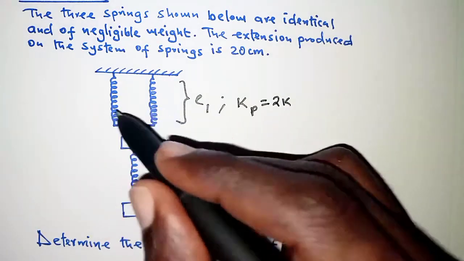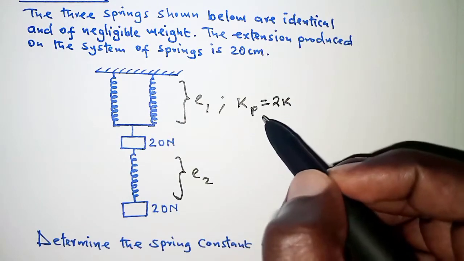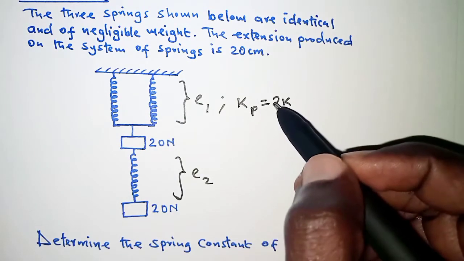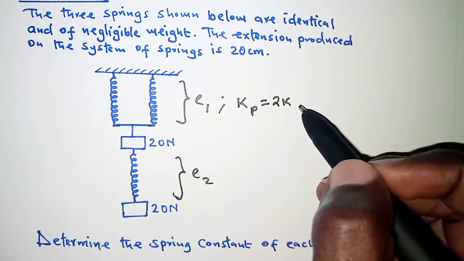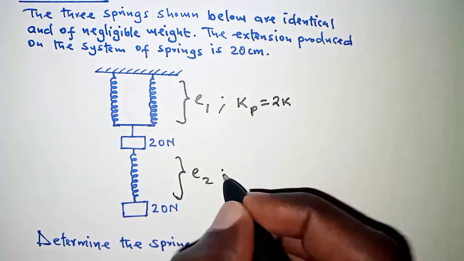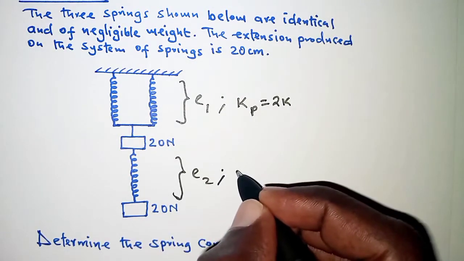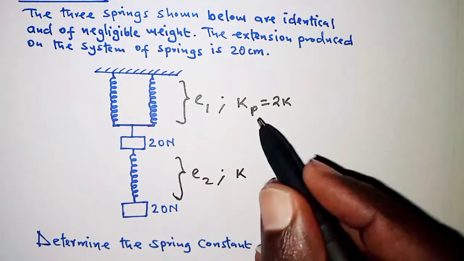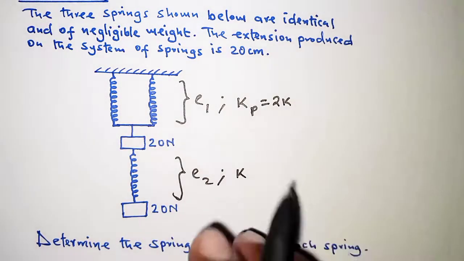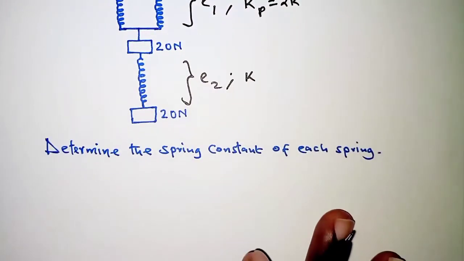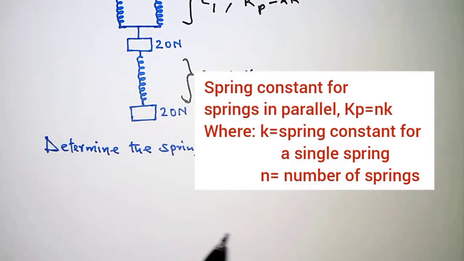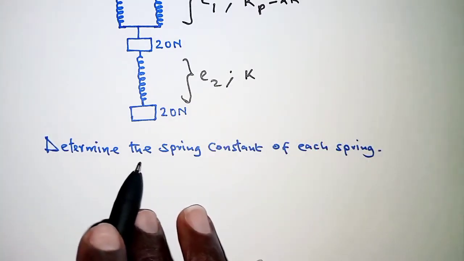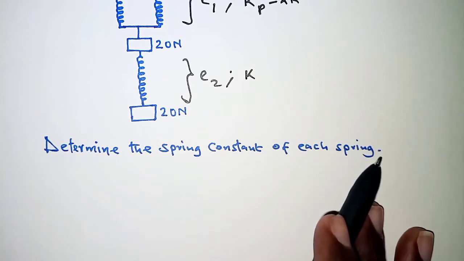Because they are in parallel, the spring constant tends to be higher. So that's why we multiply by 2. And for this second part, the spring constant is just K because it's one spring. So this information will help us when we are working these out. So we are asked to determine the spring constant of each spring.